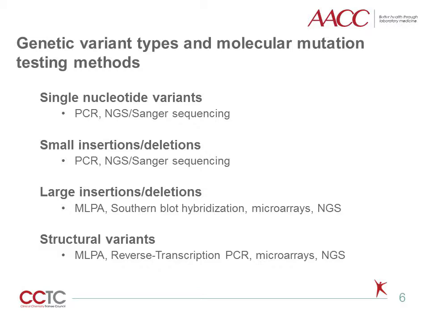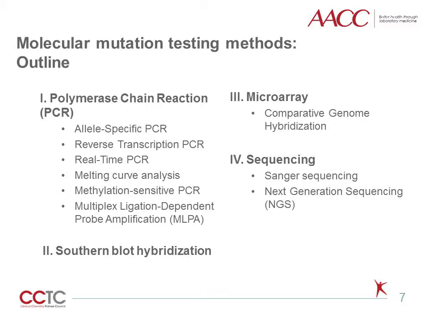For large indels spanning hundreds or thousands of base pairs, multiplex ligation-dependent probe amplification, MLPA, southern blot hybridization, nucleic acid microarrays, and NGS are used. Lastly, large structural variation events like chromosomal translocations and inversions can be detected by MLPA, reverse transcription PCR, microarrays, and NGS. The remainder of this presentation will provide an overview of common testing methods. Described assays include PCR and PCR variants, southern blot hybridization, microarray technology, traditional Sanger sequencing, and next-generation sequencing.